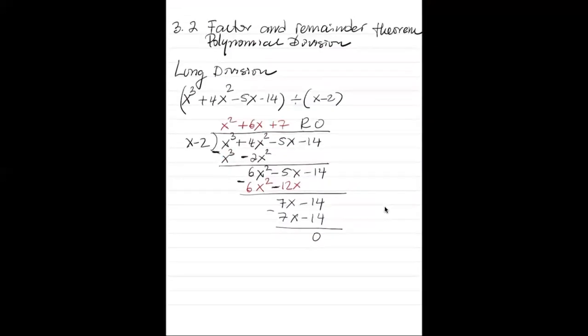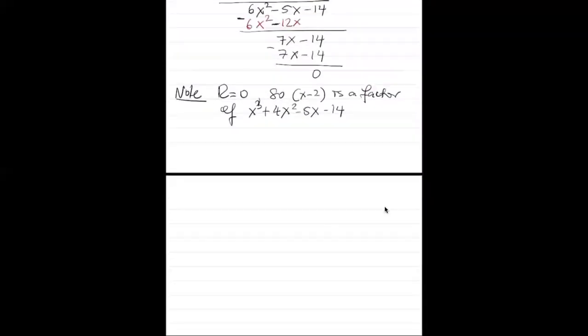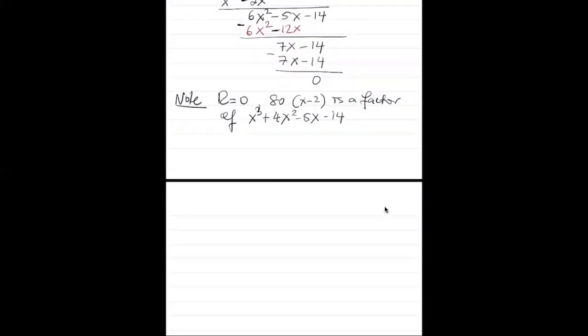That means x minus 2, let's make a note here. Remainder equals 0. So x minus 2 is a factor of the polynomial x to the third plus 4x squared minus 5x minus 14. We're going to use this information later when we state the remainder and the factor theorem.